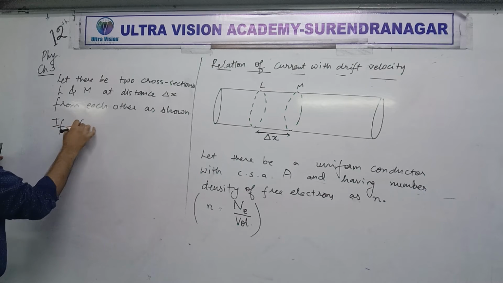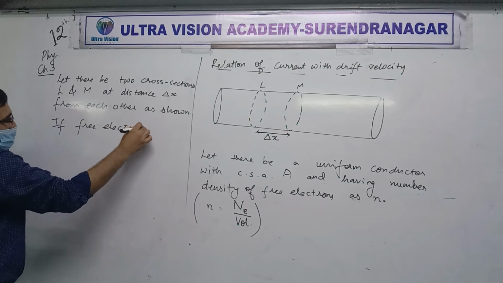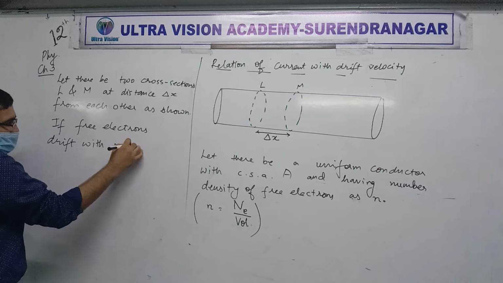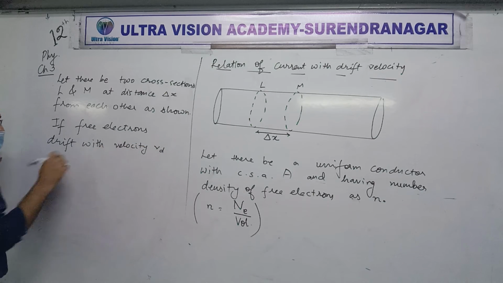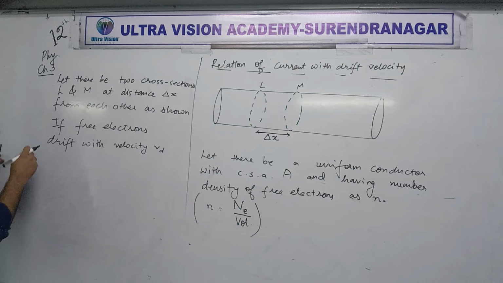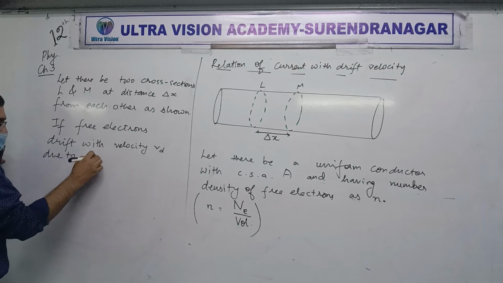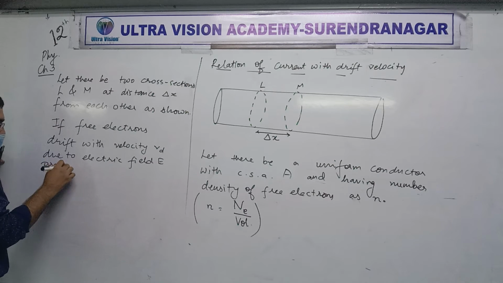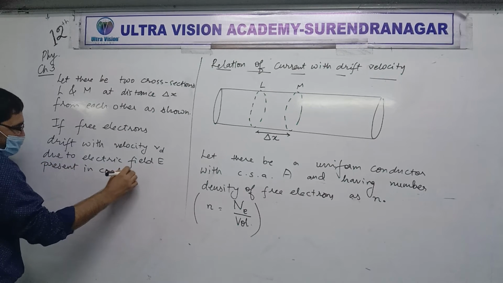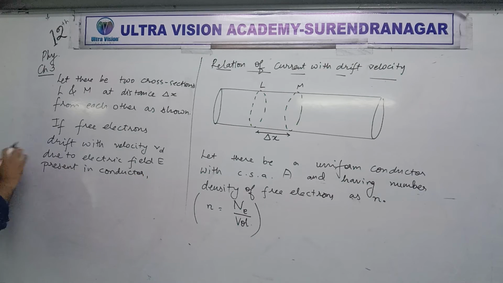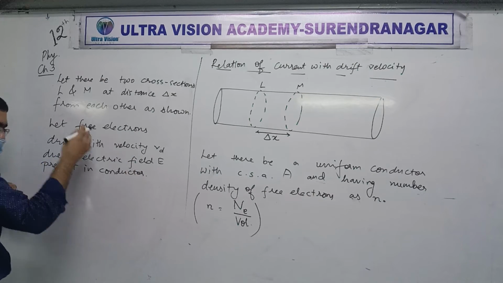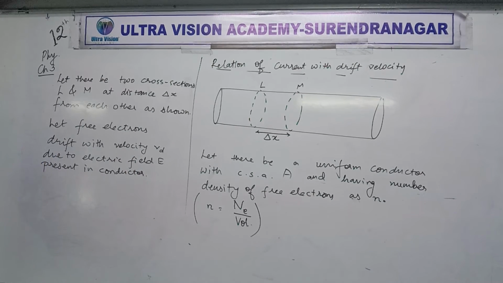If free electrons drift with velocity Vd due to electric field E present in the conductor. So let free electrons drift with velocity Vd due to presence of electric field in the conductor.